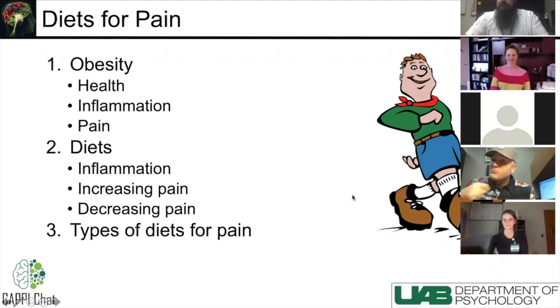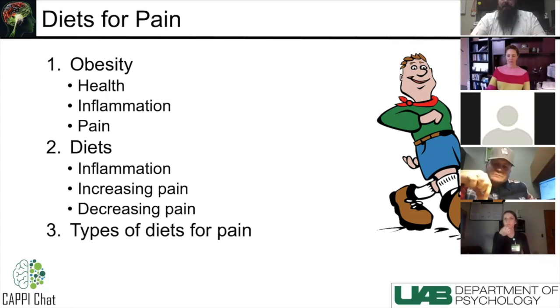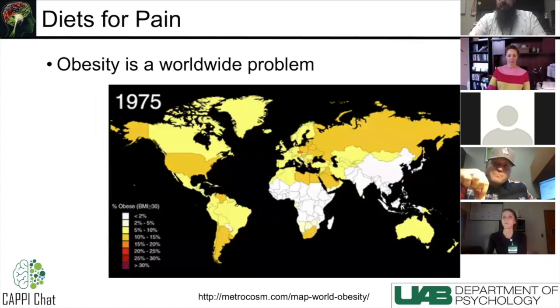All right, so this is just a quick outline of where I want to go. We're going to talk a little bit about obesity, how it's related to health and pain, inflammation. We're going to talk about diets, how diets are related to inflammation and how they can increase and decrease pain. And then I'm going to end talking about different types of diets and what has been done with respect to pain.